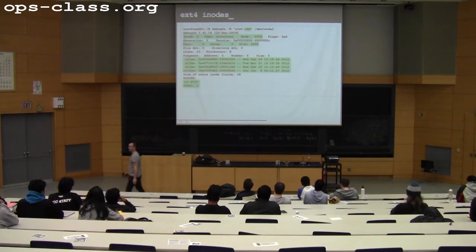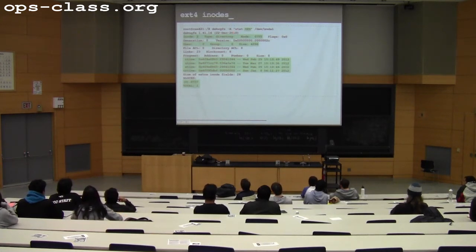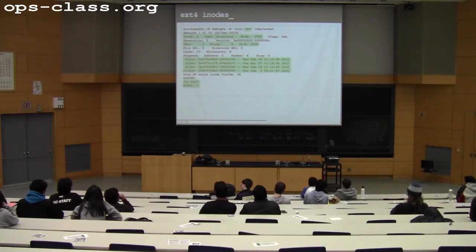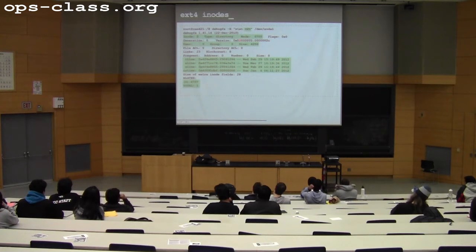So here is an example of using, and this is something that you guys could try at home, a tool called debugfs. What I'm doing here is I'm asking it to tell me about inode number 2 for the file system that's mounted on this device. This was an EC2 virtual machine. So inode number 2 tells me it's a directory, which we're going to talk more about in a minute. It gives me information about the mode. So these are the permissions associated with the directory.